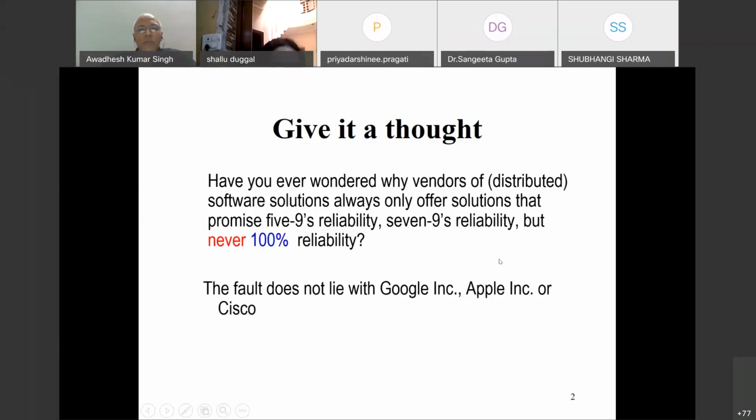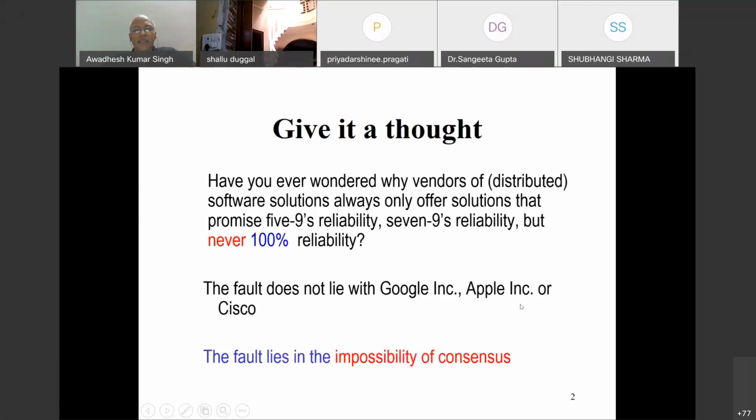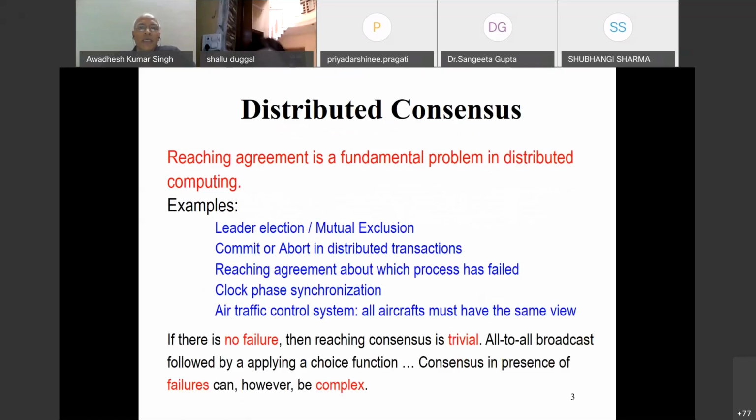The problem is not with the machine. In fact, the problem is the impossibility of consensus. So first we'll try to understand what consensus is, then the impossibility, then how life is beyond this impossibility. In general, consensus and agreement are used as synonyms, though they have a little difference, but here it is not very important to highlight that difference.